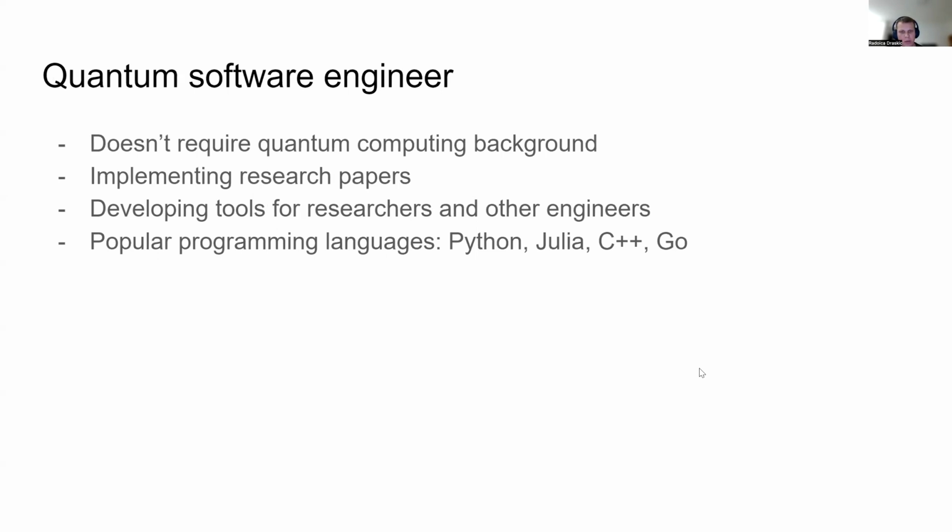But there's also another very important position, which is quantum software engineer. This sometimes doesn't require quantum computing background, usually requires some software engineering background, but of course there are also a lot of PhDs doing this kind of job. It ends up being the scope of the job is implementing research papers or developing tools for researchers and other engineers. And currently popular programming languages are like Python, Julia, C++, and Go.